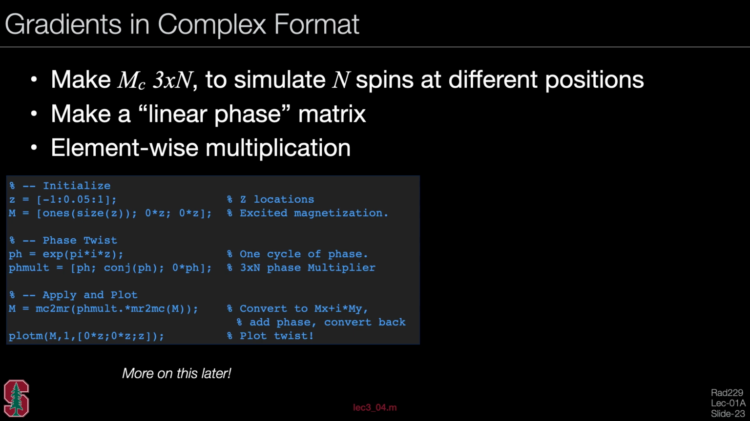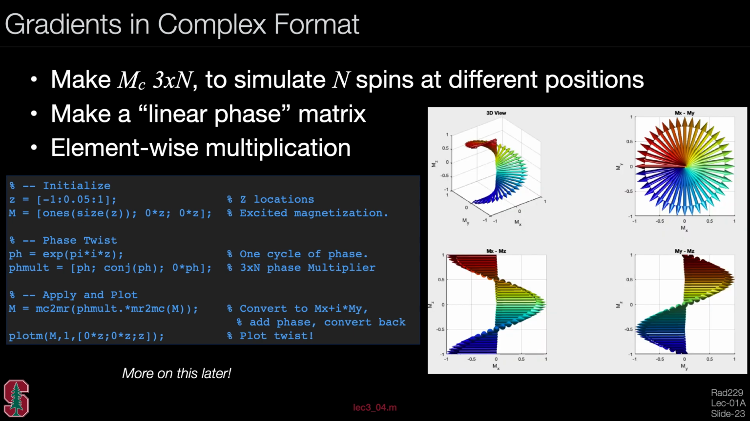And now we can go ahead and plot that twist. And if we do this, lo and behold, we see this nice view of one cycle of phase twist. Okay, and we've simulated this relatively compactly, and it would actually be much more compact if we had set up the magnetization in the complex system to begin with. So we will see this a lot later as well.